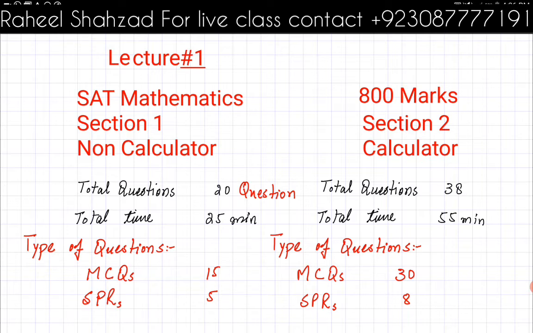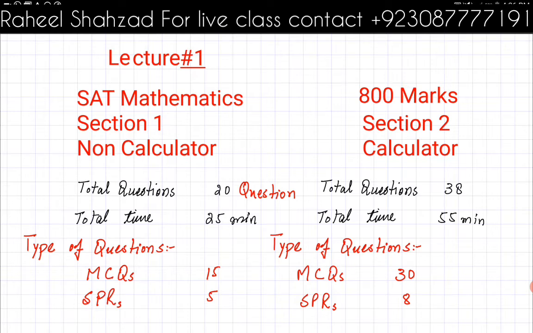In section number 2, the calculator portion, we have 38 questions and 55 minutes are given for these 38 questions. Okay, when we talk about the type of questions, there are 30 MCQs and 8 student produced responses. So this is the basic structure of SAT Maths, SAT 1 as it is usually known.